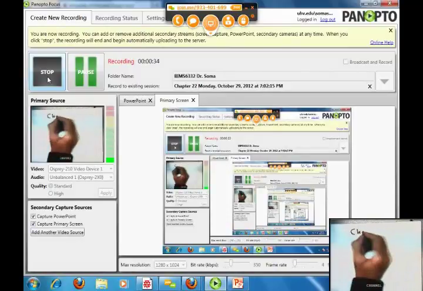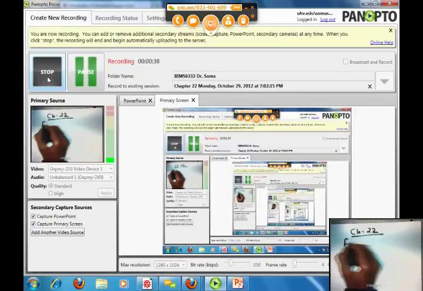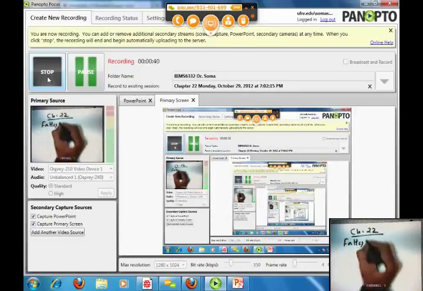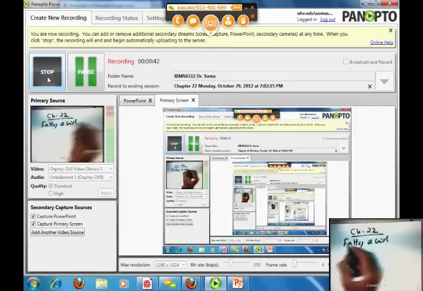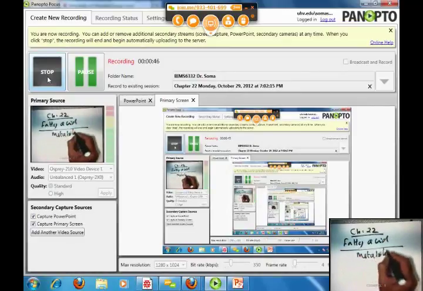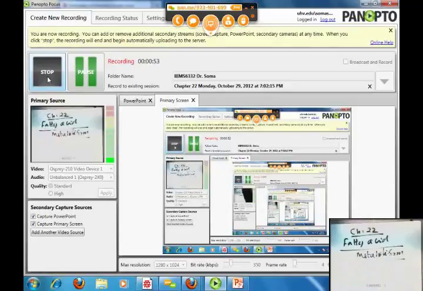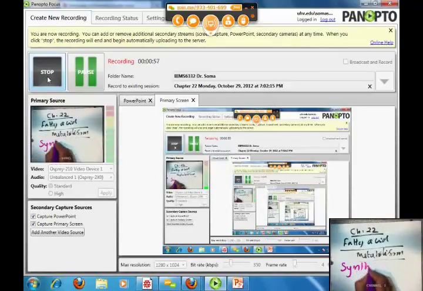Chapter 22, fatty acid metabolism. As I mentioned earlier, metabolism involves anabolism and catabolism, that is the fatty acid synthesis, as well as the fatty acid breakdown that we are going to see.